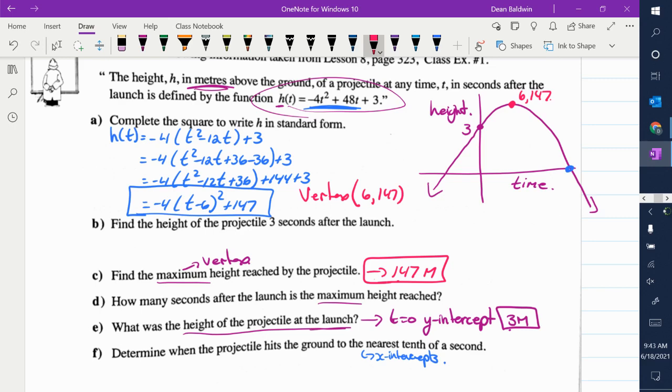So B, let's look at B here. Find the height of the projectile 3 seconds after launch. What are we going to do there?